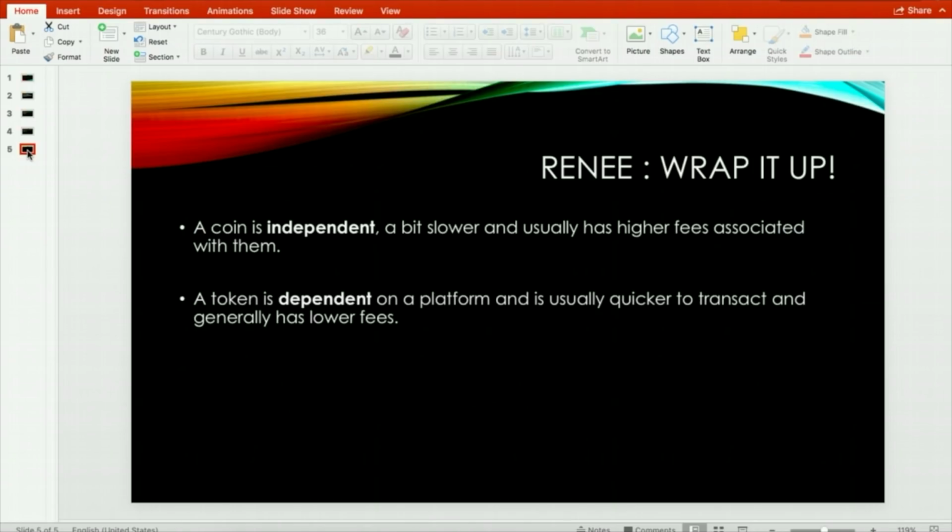You can test this out if you're sending your coins or tokens from Binance to your wallet, and you can see the fees associated with each. Compare sending Ethereum and Litecoin to a wallet from the exchange, and then compare sending whatever tokens you may have in your portfolio to your wallet, and see what the fees are and how fast the transactions are for each. So yeah, that's basically coins and tokens.